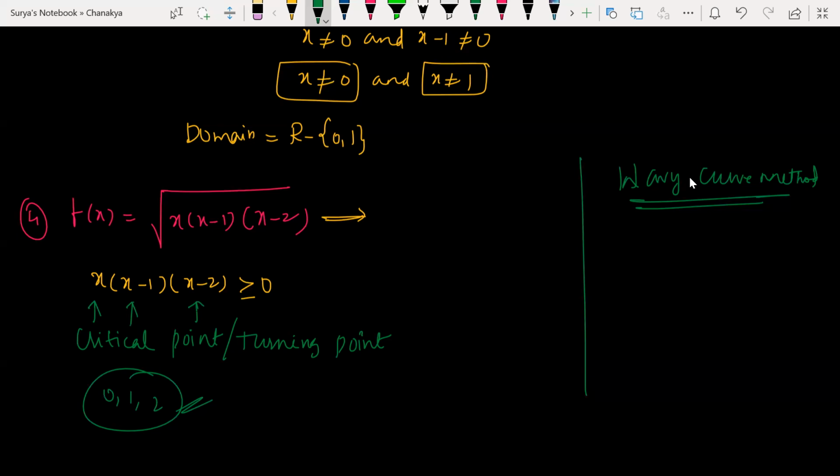Sir, your voice is breaking, sir. Critical point is nothing but, can you hear me now? Critical point is nothing but the point which you substitute in an expression which gives you 0. The point which makes your expression 0. That is what a critical point is here. Okay.